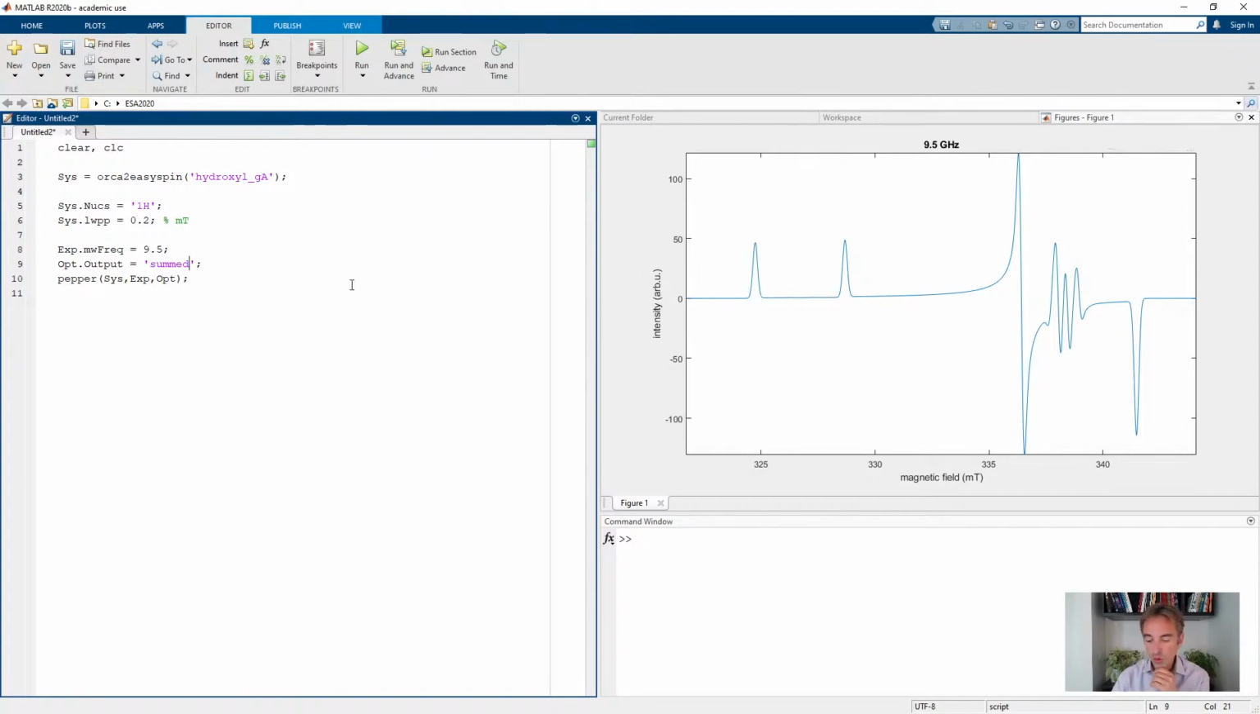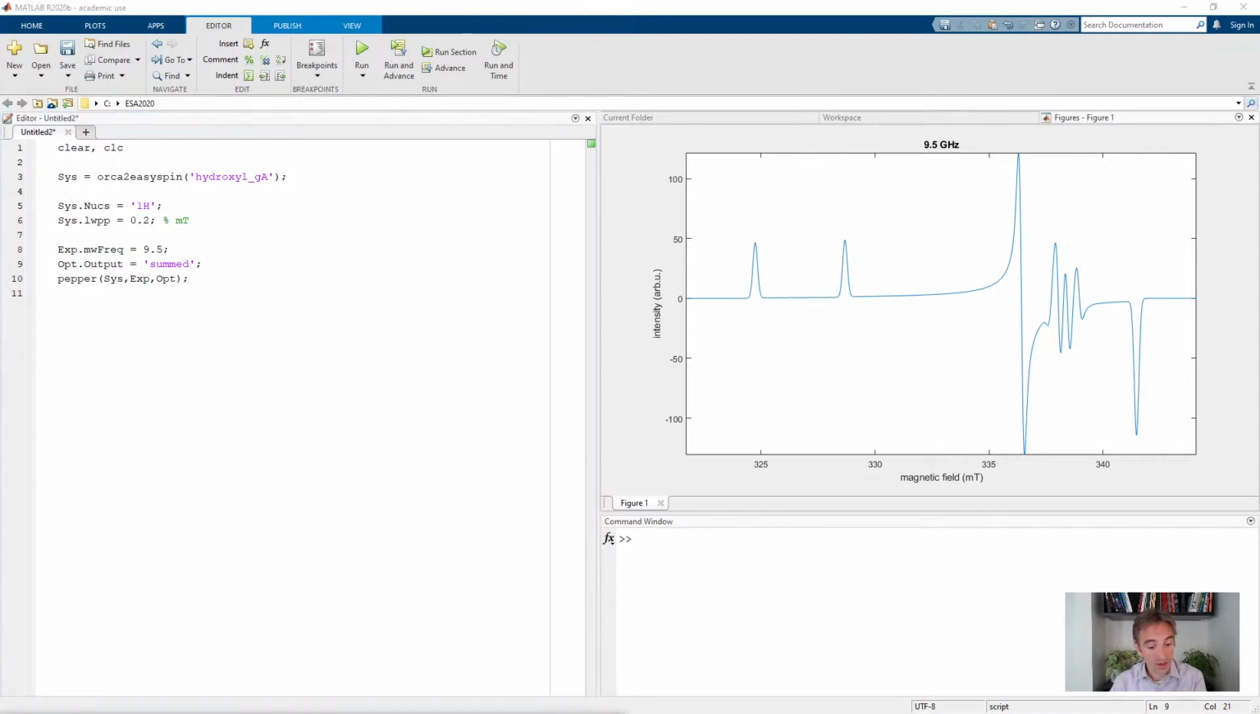So it only takes a few lines to import ORCA calculation results into EasySpin and quickly simulate the EPR spectrum. You don't have to deal with copy pasting the tensors or messing with the Euler angles. It's all taken care of automatically. So this is the ORCA interface.